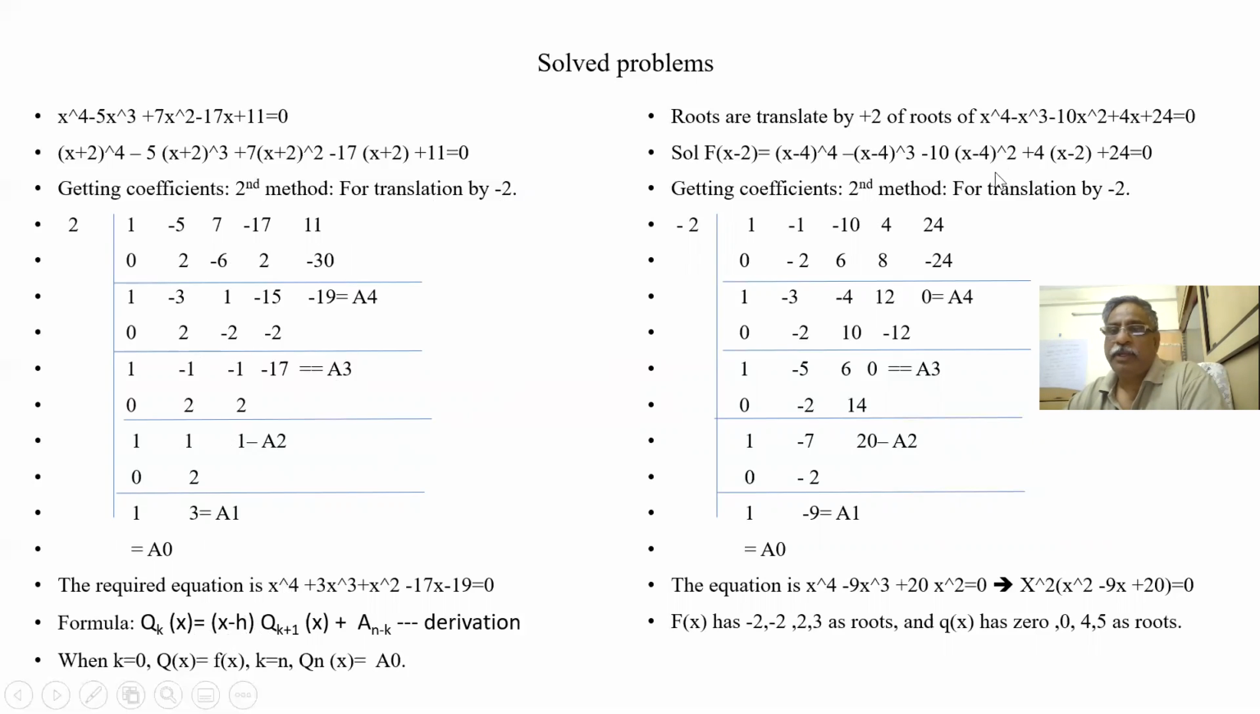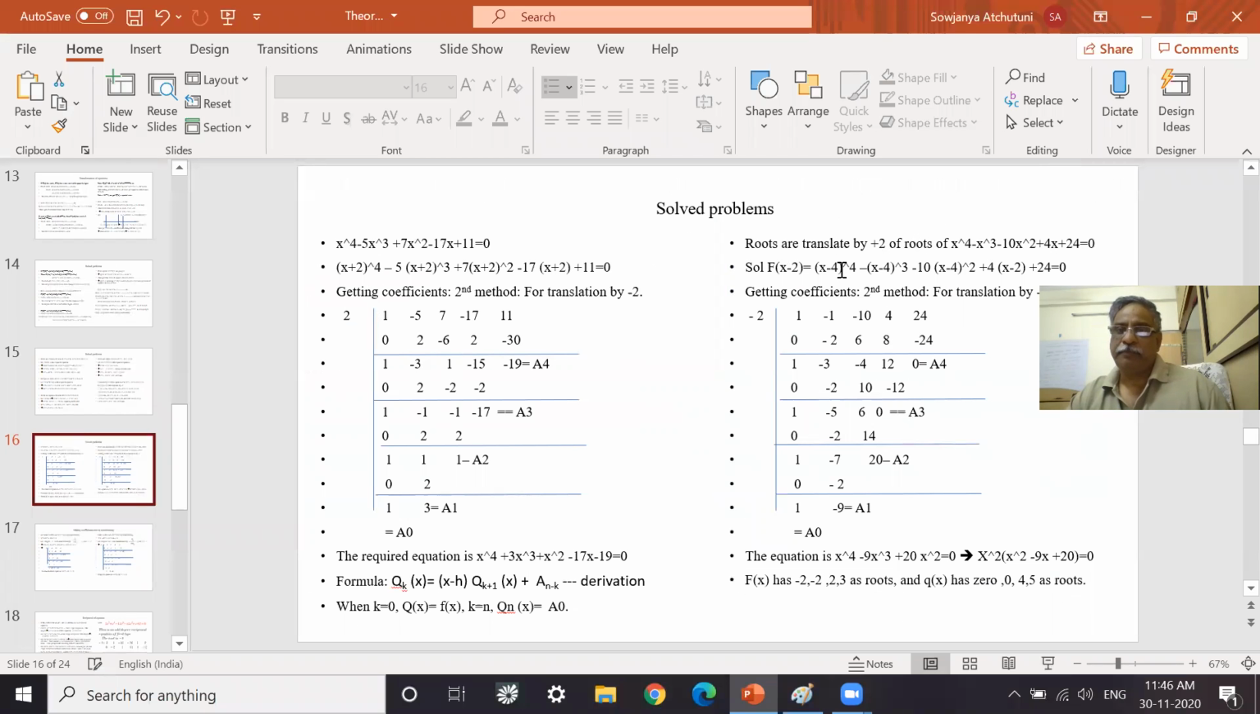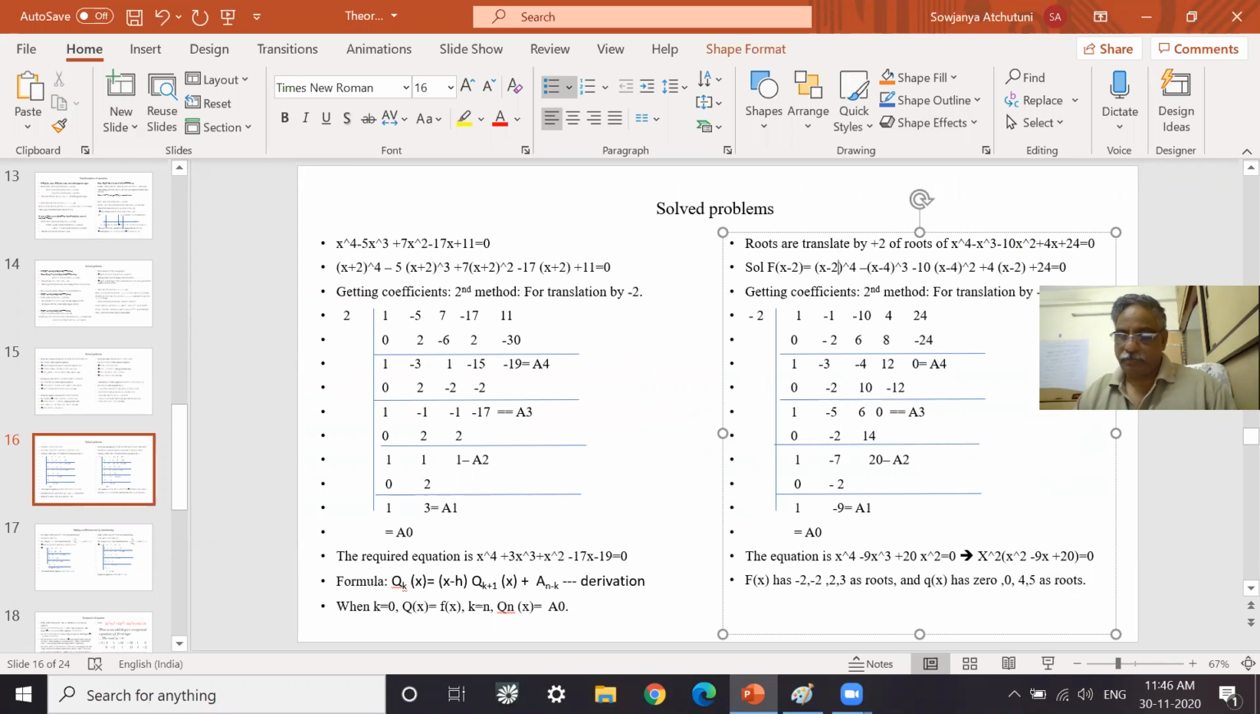Here again the roots are to be translated by plus 2. That means I have to replace f of x by f of x minus 2. So wherever x is there, I have to put x minus 2. This is x minus 2 whole cube, 10 into x minus 2. This is wrongly written. So I am replacing by plus 2 here.